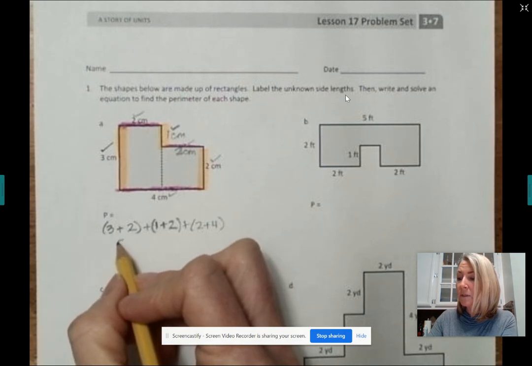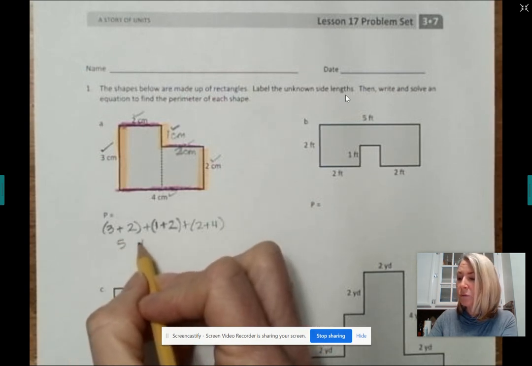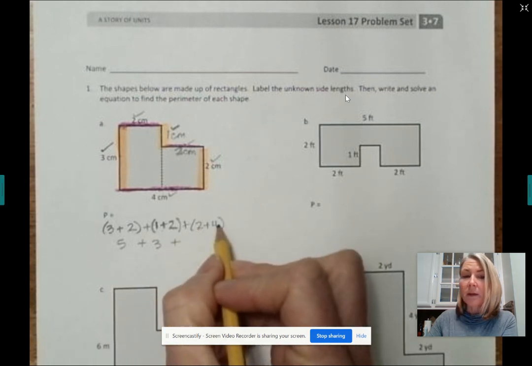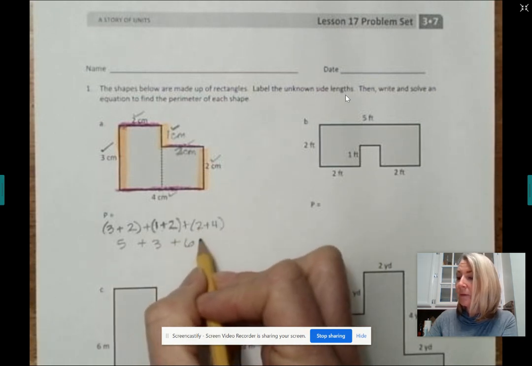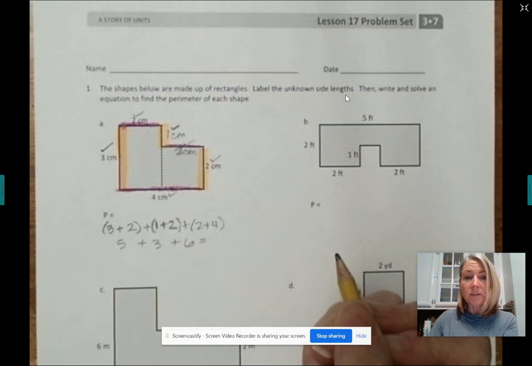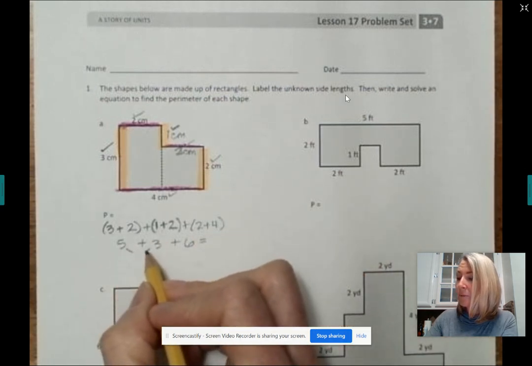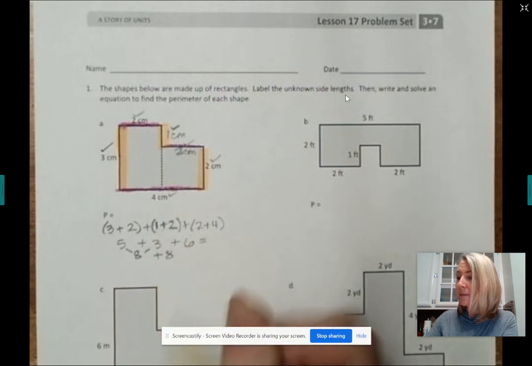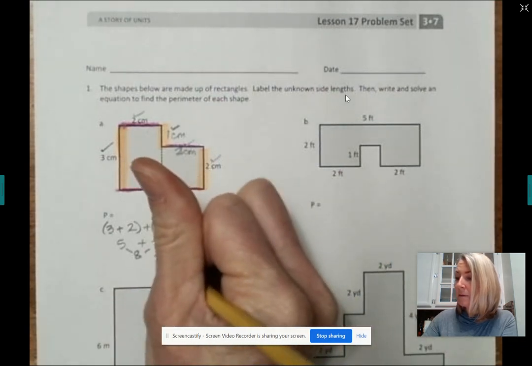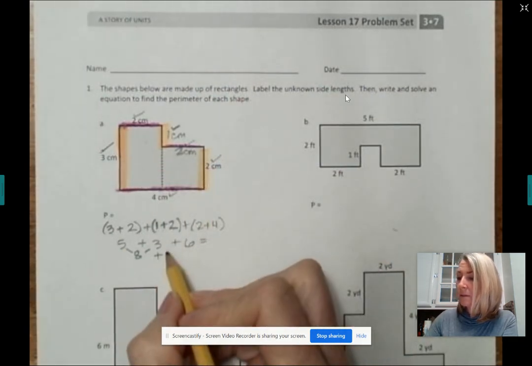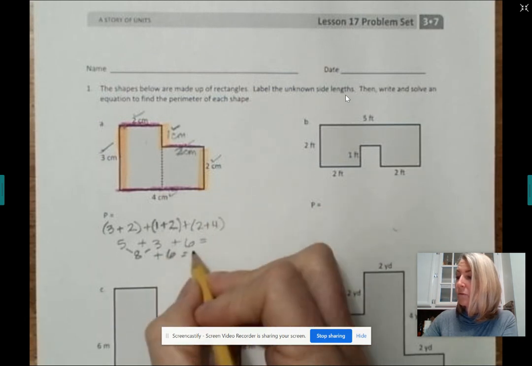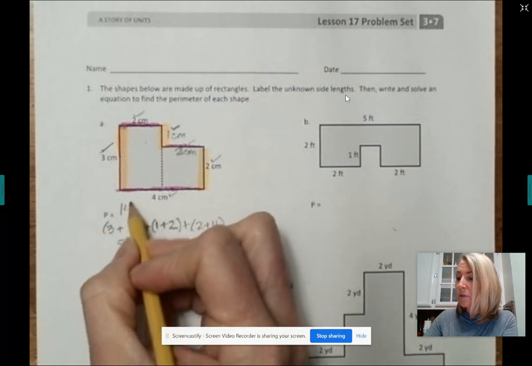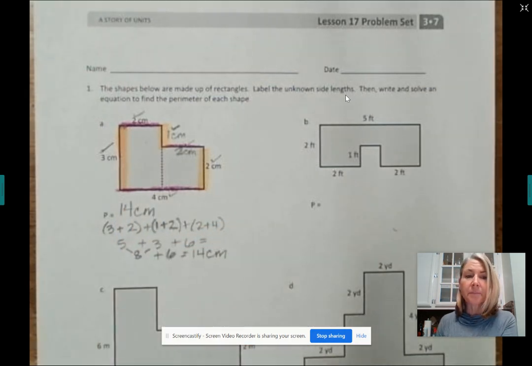3 plus 2 is 5. Make sure you don't accidentally multiply. I've seen that happen. 3 and 6. All right. And then from here, I can just continue to pull down. 5 plus 3 is 8. Don't forget the 6 out here. Plus, whoops, it's not an 8. It's a 6. 8 plus 6 equals 14. So the perimeter of this figure is 14 centimeters.